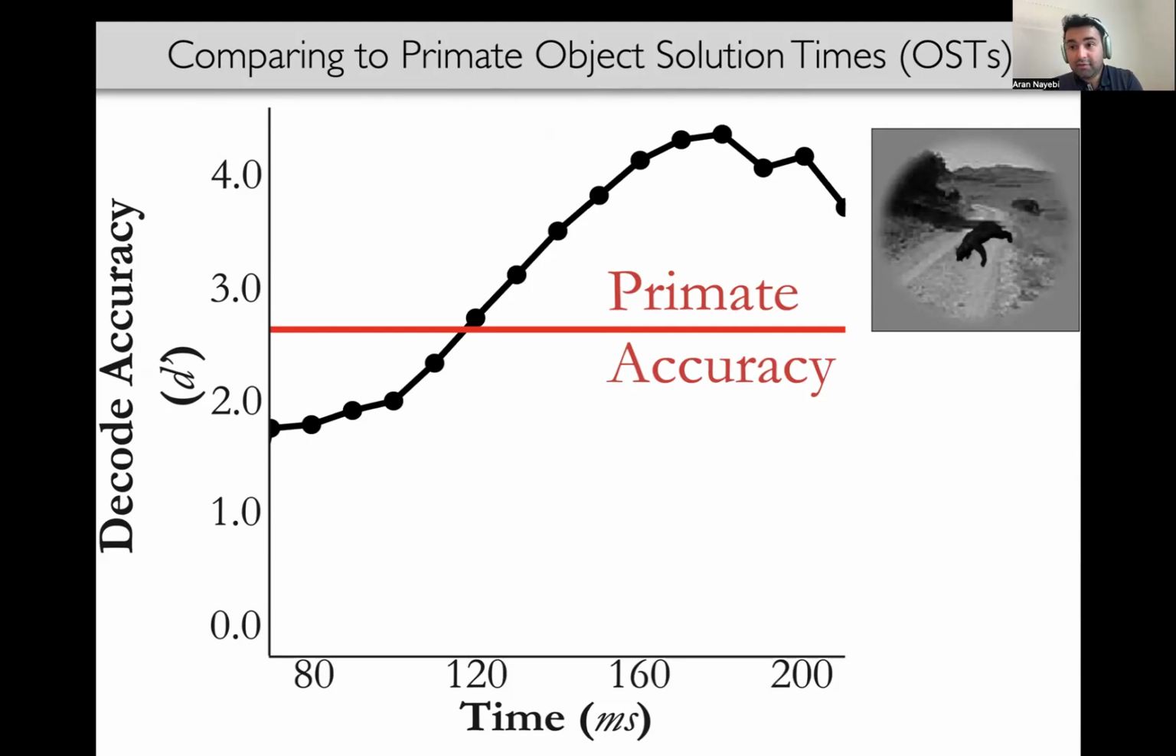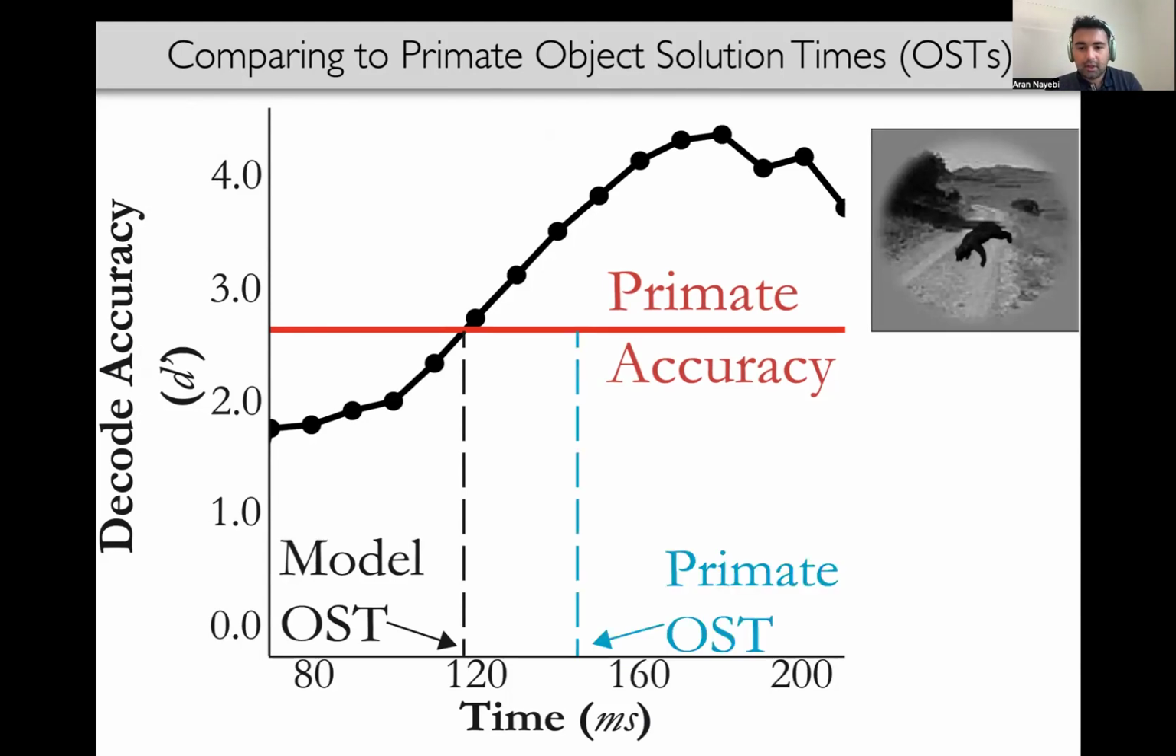line. And furthermore, because our models have dynamics, we can then look at the first time that the model matches the primate accuracy. And similarly, when IT does this, that is the primate object solution time. So for every image, we're going to have two numbers: the model object solution time, when the model dynamics solve the image and match primate accuracy, and the primate object solution time, when IT did this and matched the primate accuracy.